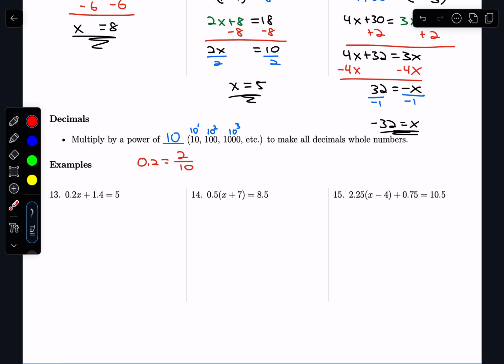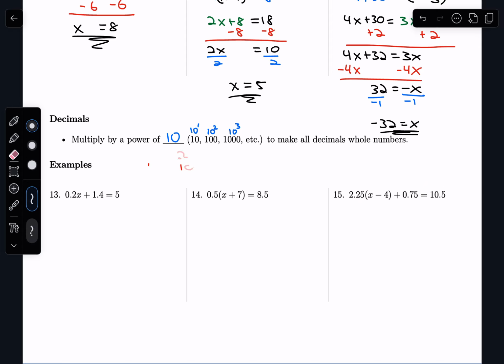So if we look at all three problems real quick, the first problem has a 0.2 and a 1.4. That's one decimal place each. So I'm going to multiply by 10 to the power 1. The second problem is the same. 0.5 and 8.5 only have one decimal place each. So I'm going to multiply by 10 to the power 1. But the third one, 2.25, 0.75, and 10.5, the first two numbers have two decimal places. So I'm going to multiply by 10 to the power 2. And you might be thinking, well, the third one only has one decimal place, but it's whatever the biggest number of decimal places is. That's what you're going to use.